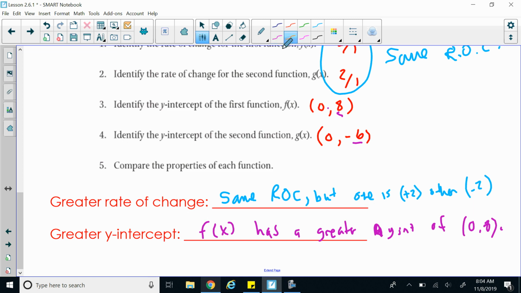And this one, I like starting with this one, is actually the same. And some kids freak out. They're like, no way, it's not the same. It is. -2 and +2, when you're talking about rates of change, they're really the same. One's positive, one's negative, but one's not greater than the other.